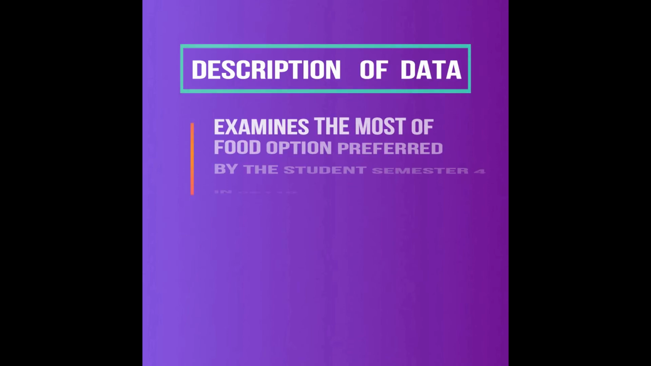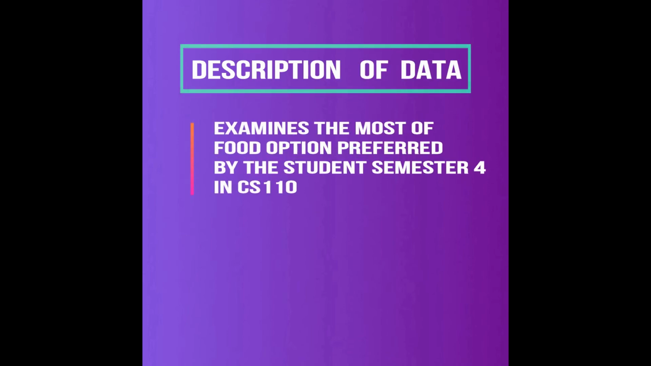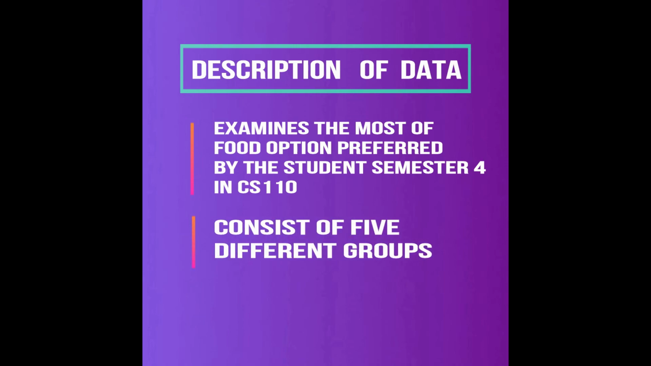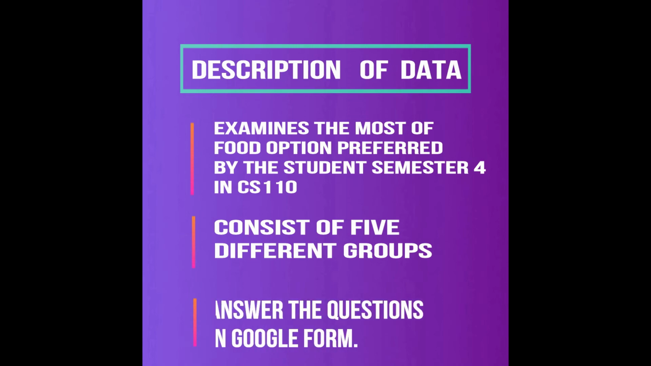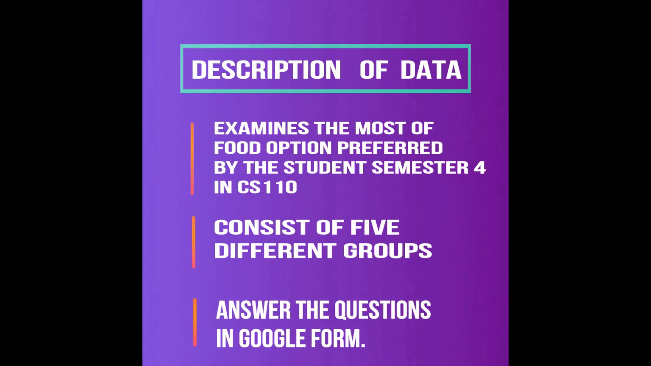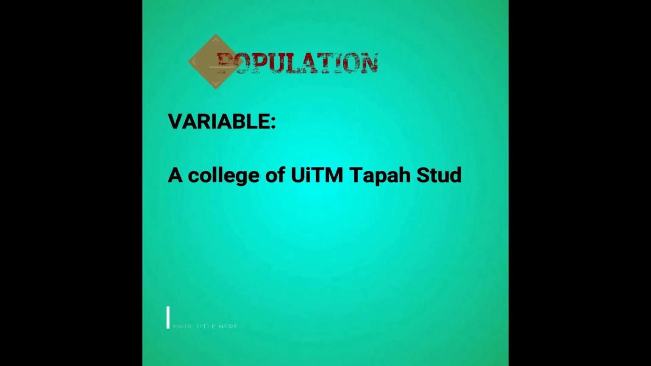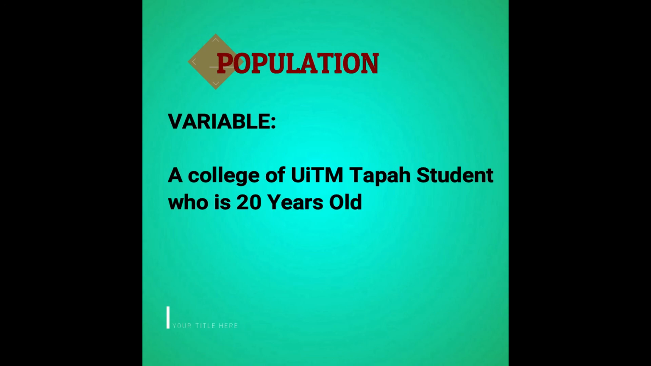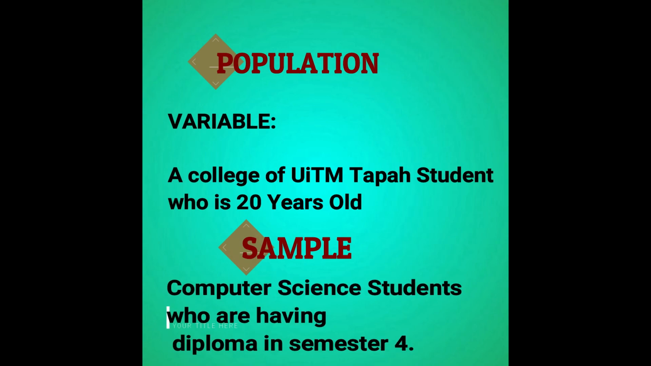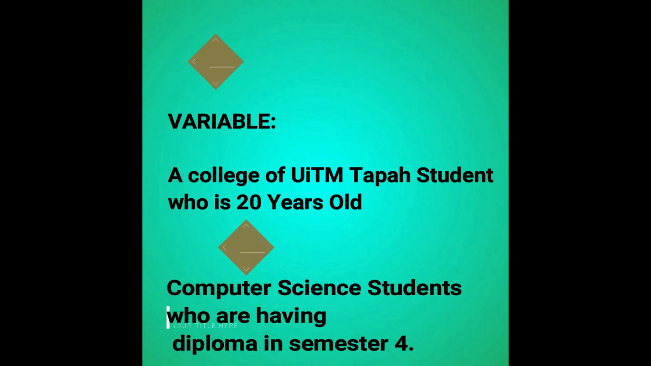In order to describe the data, this study examined the most preferred food option among students of semester 4 in CS110. It consisted of 5 different groups, according to their gender, and they were asked to answer the questions in Google Form. In population, the variable used for this study is a college of UiTM Tapah students who are 20 years old. And the sample used was the computer science students who are having a diploma in semester 4.